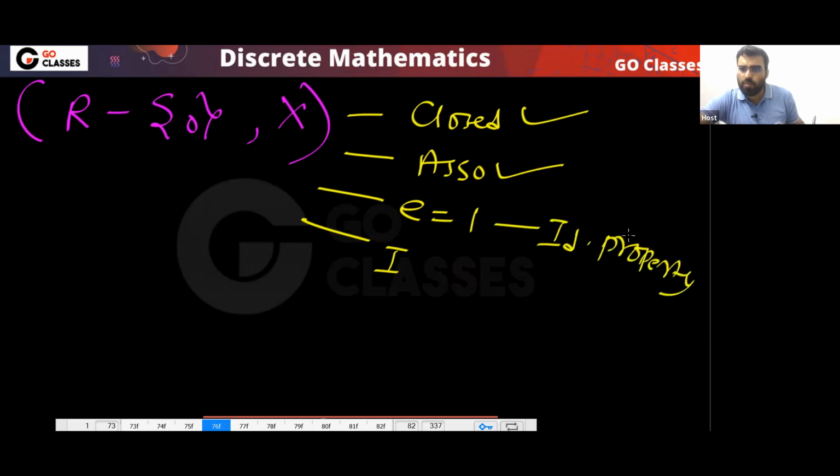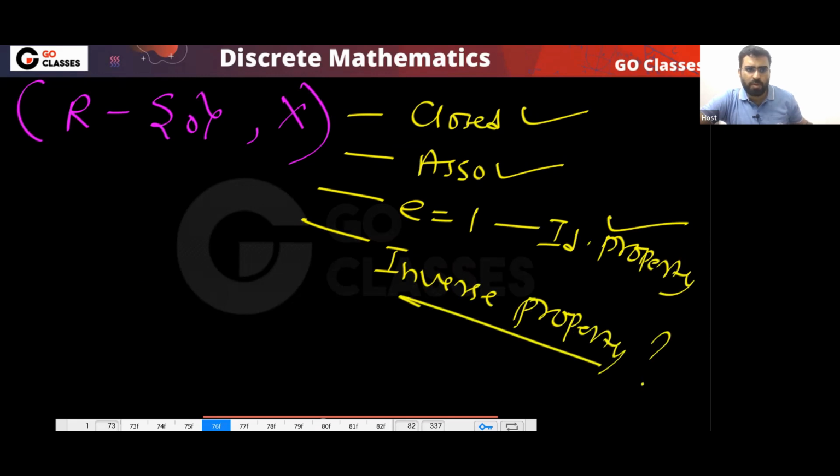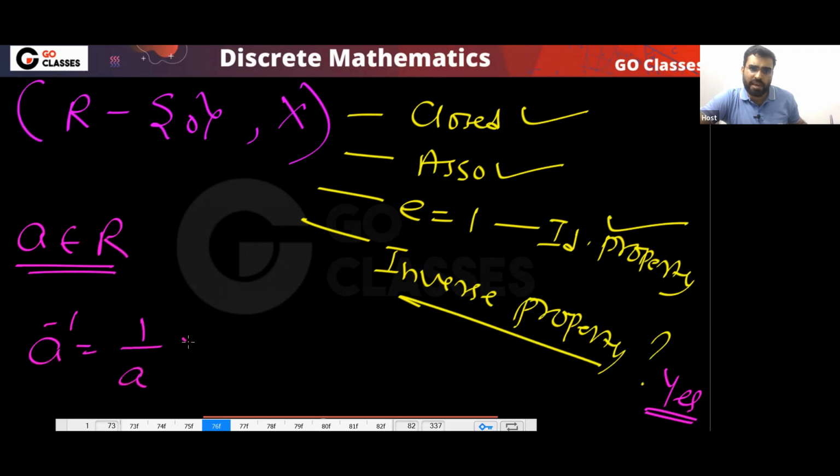There is identity property. What about inverse property? Can I say we have inverse for every element? Inverse property? The answer is yes. For every element, you can take any element. The inverse will be simply 1 by A. This will be the inverse.